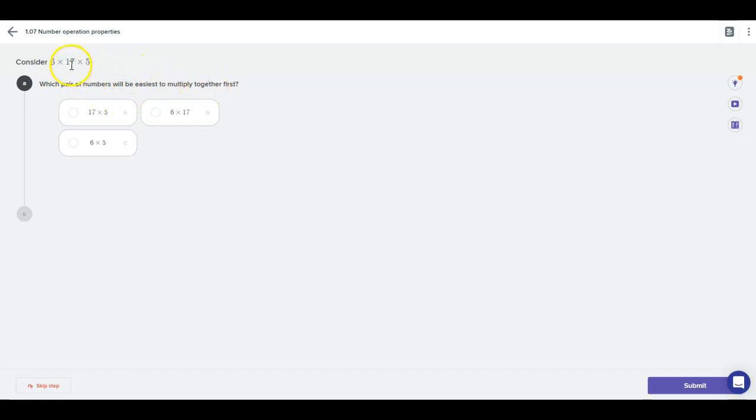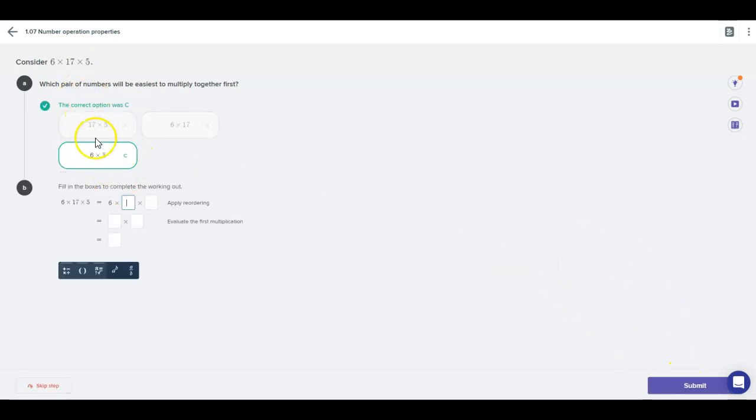So 6 times 17 times 5, which of those would be easiest to multiply together first? Well, I don't know about you, but I don't know my 17 times table. But I do know my 5s or my 6s. So if I multiply 6 times 5 first, I think I'm going to find that easier. Okay, so I'm going to say 6 times 5 is the best option for me here. Submit that, and I am correct.